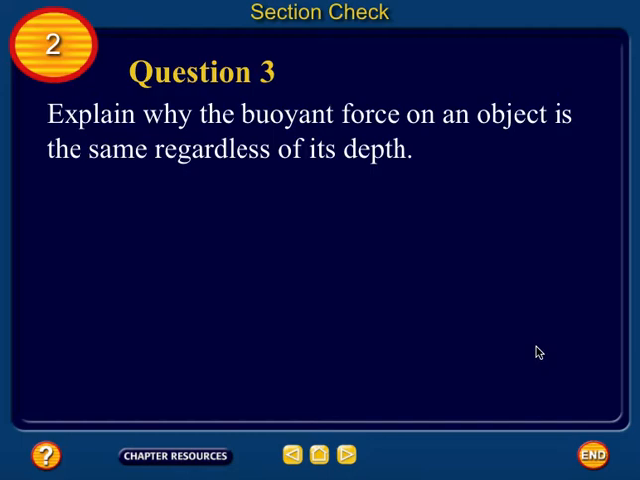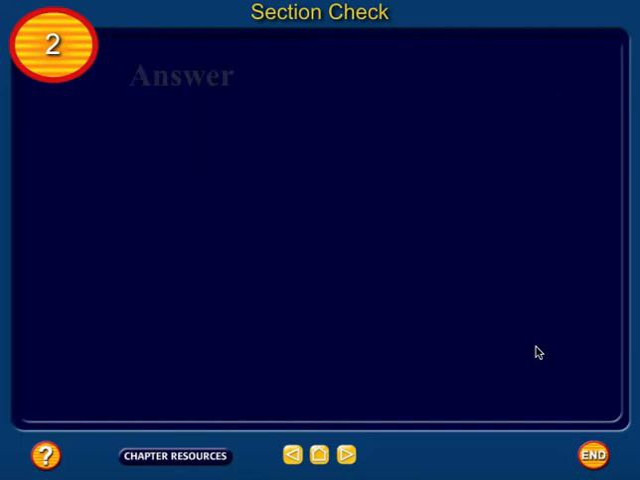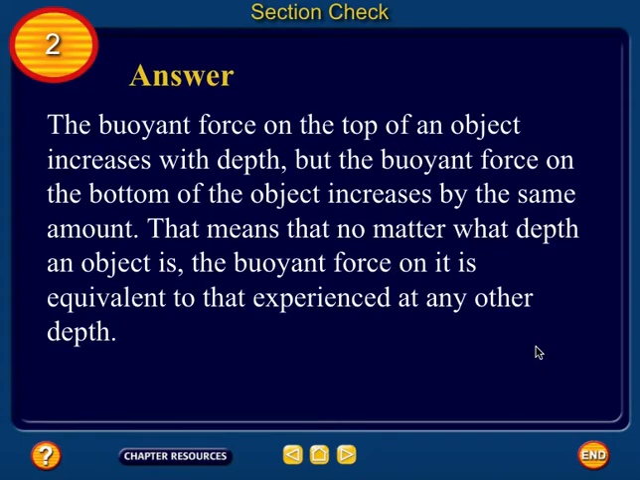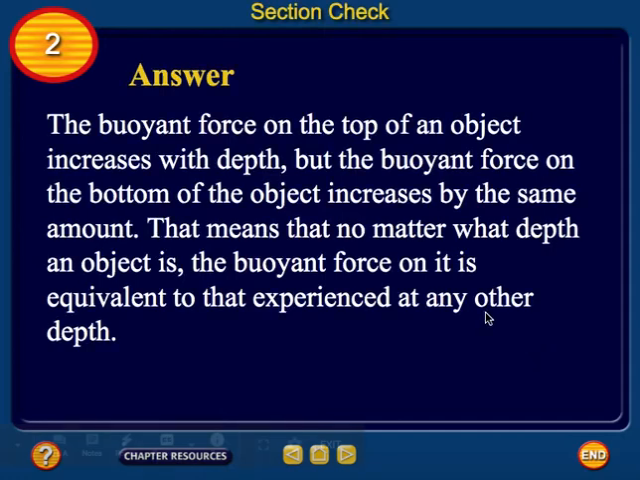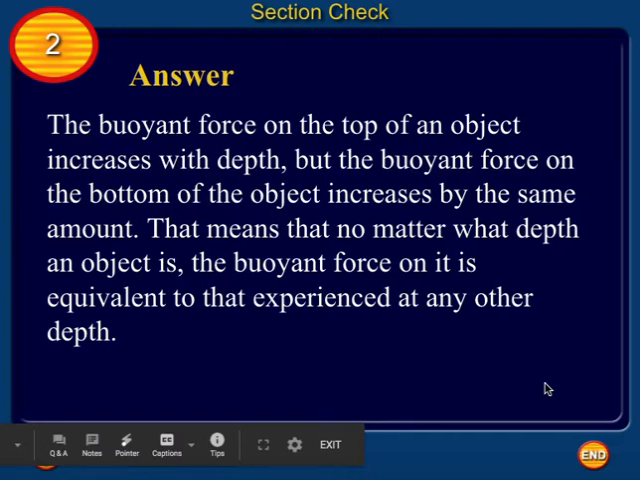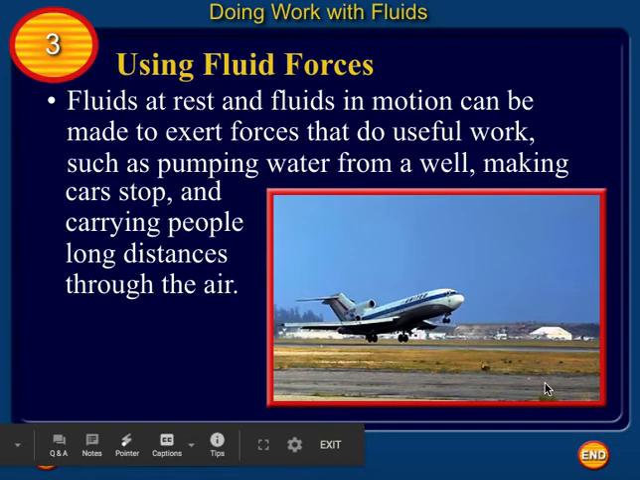Explain why the buoyant force on an object is the same regardless of its depth. Well, the force on the top of an object increases with depth, but the force on the bottom also increases by the same amount. Therefore, the difference between those is always going to remain the same no matter what depth the object is. The buoyant force on it is equivalent to that experienced at any other depth.